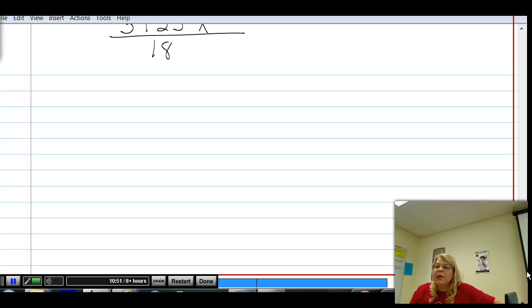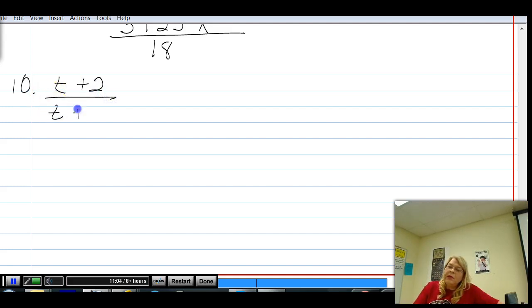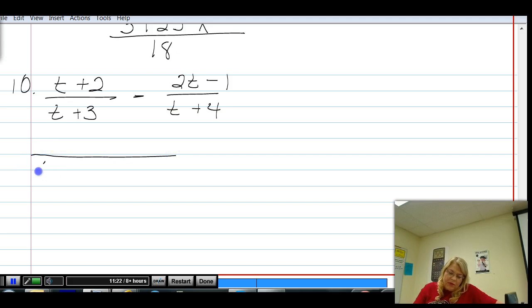My next question is number 10, which is my subtraction question. I get t plus 2 over t plus 3 and 2t minus 1 over t plus 4. Now notice there's no equal sign. I can't do away with my fractions. I'm going to have to come up with my common denominator. My common denominator for this is the t plus 3 and the t plus 4.